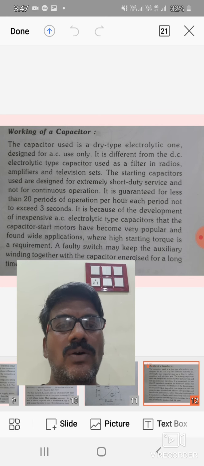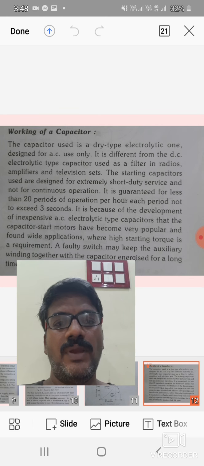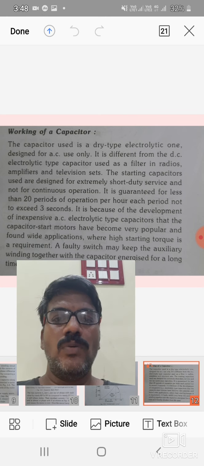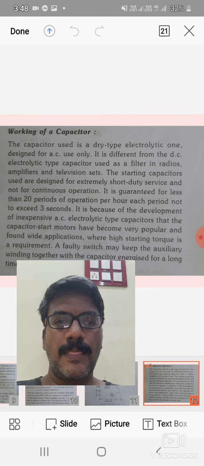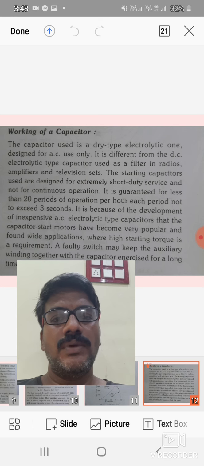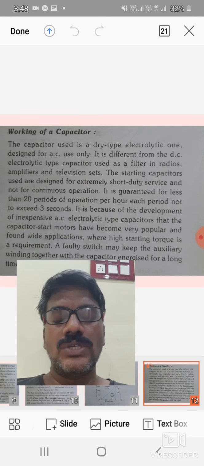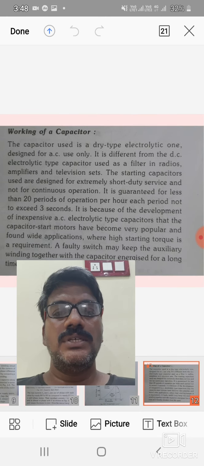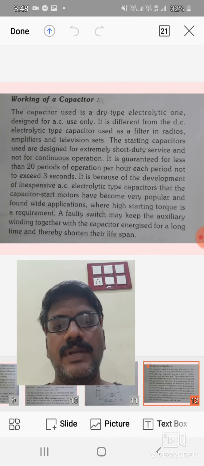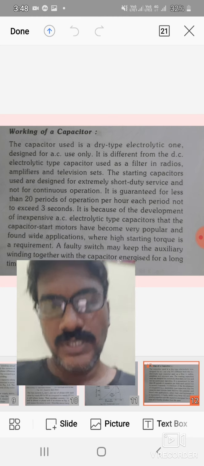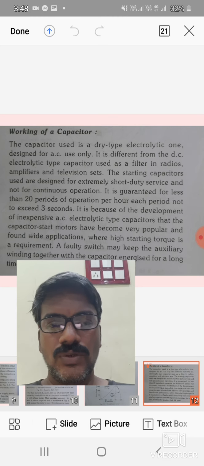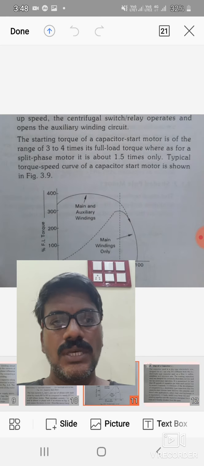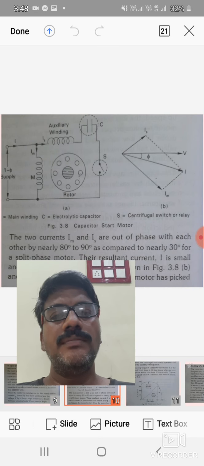It is because of the development of inexpensive AC electrolytic type capacitors that the capacitor start motors have become very popular and found wide applications, right? Where high starting torque is a requirement, we will use capacitor start motor. A faulty switch may keep the auxiliary winding together with the capacitor energized for a long time and thereby shorten their lifespan. If it is continuously connected in the circuit, the lifespan of the capacitor decreases, right? So this is the working principle of capacitor start motor, right?